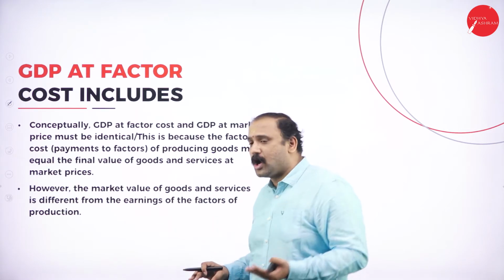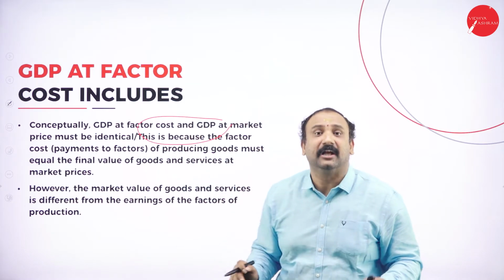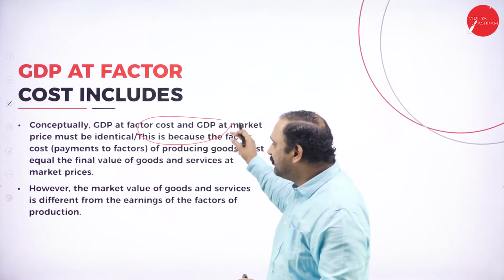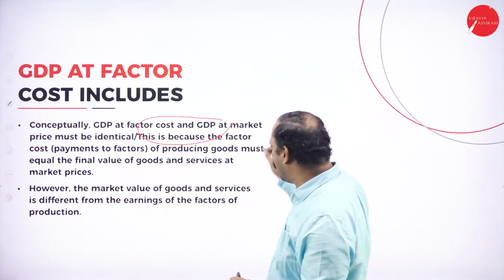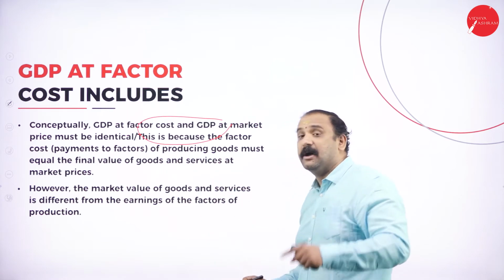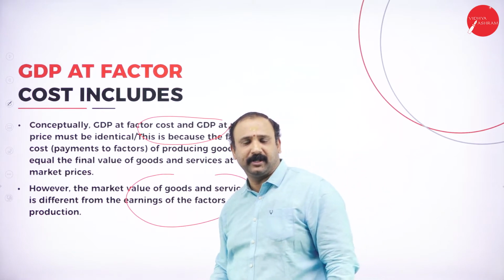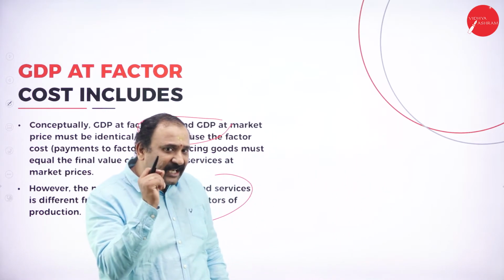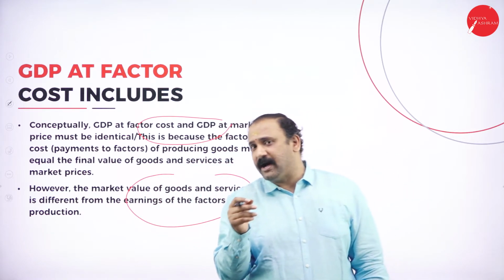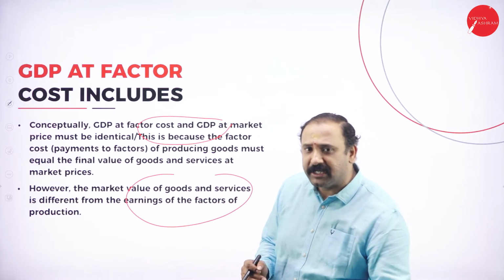Now, moving further, conceptually, GDP at factor cost and GDP at market cost must be identical. Conceptually, though, it is not true 100%. Conceptually, we believe this is because factor cost, that is payments to the factors of producing goods, must equal the final value of the goods. Fair enough. That's what we want to understand. However, the market value of goods and services is different from the earnings of the factors of production. So theoretically, when we try to make you understand that yes, the factor cost and the market price are the same, why? Because what you are putting in is what you are going to give out. So the input must match the output value.